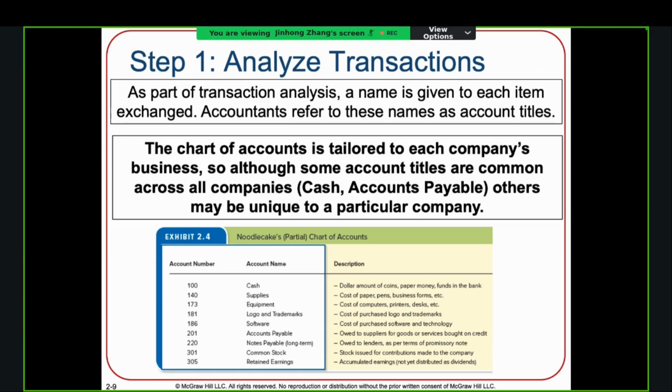And you want to number them in a way that has some logic, from the most liquid assets to the most long-term assets. So you want to number it, so that on your chart of accounts, it shows in sequence.